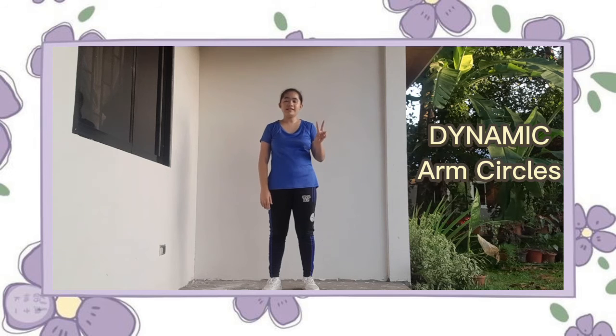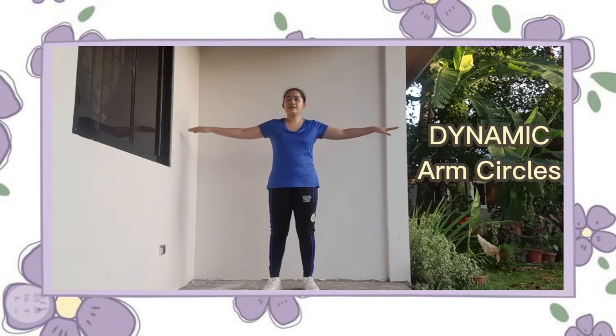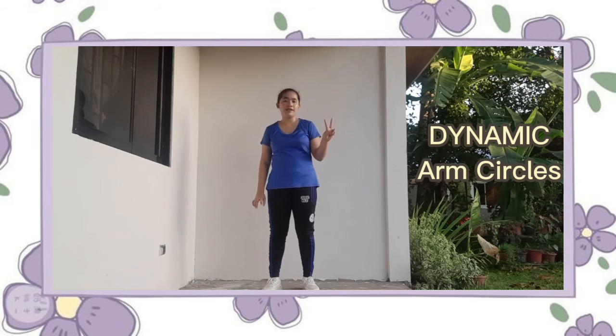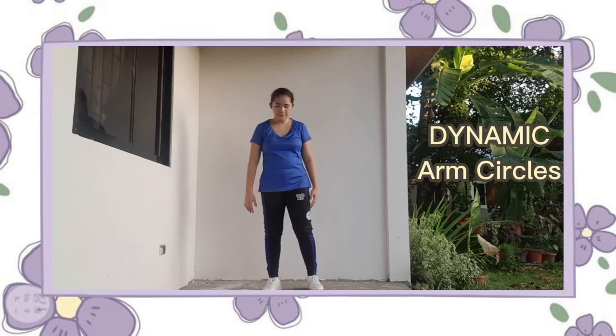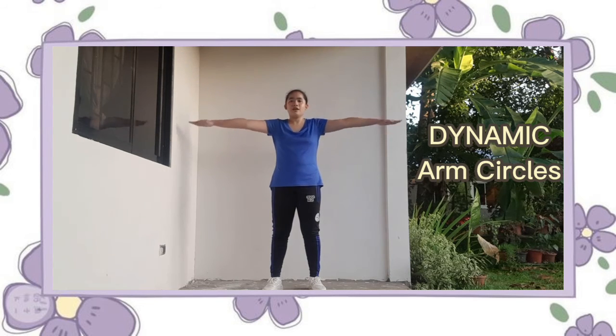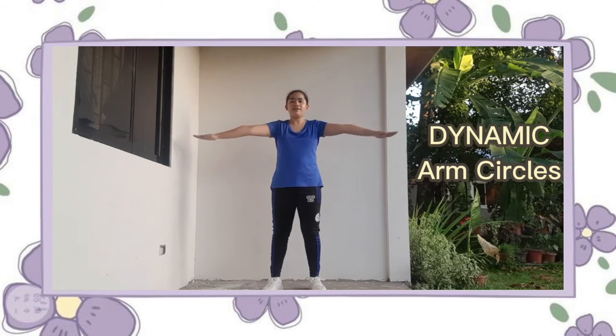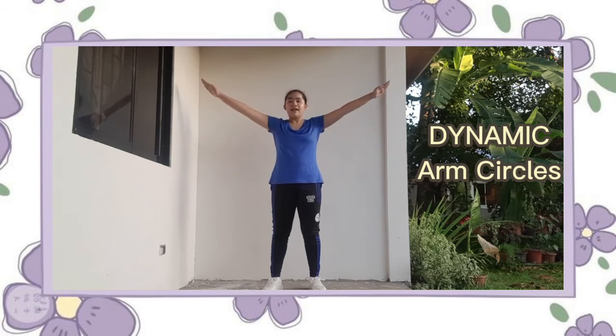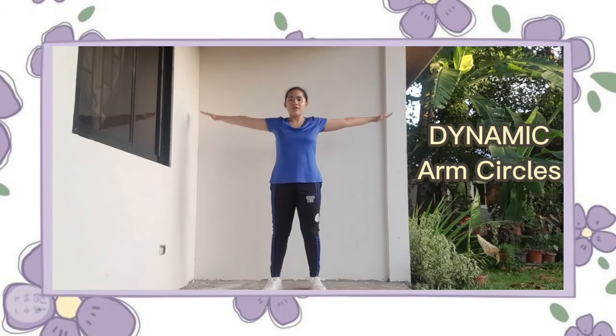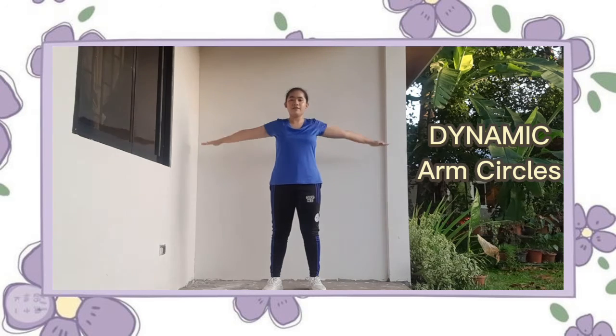A total of 20 circles. And after that, we're going to reverse our direction and also do 20 circles. So, 20 circles on each direction. Now, let's start. 1, 2, 3, up to 20.